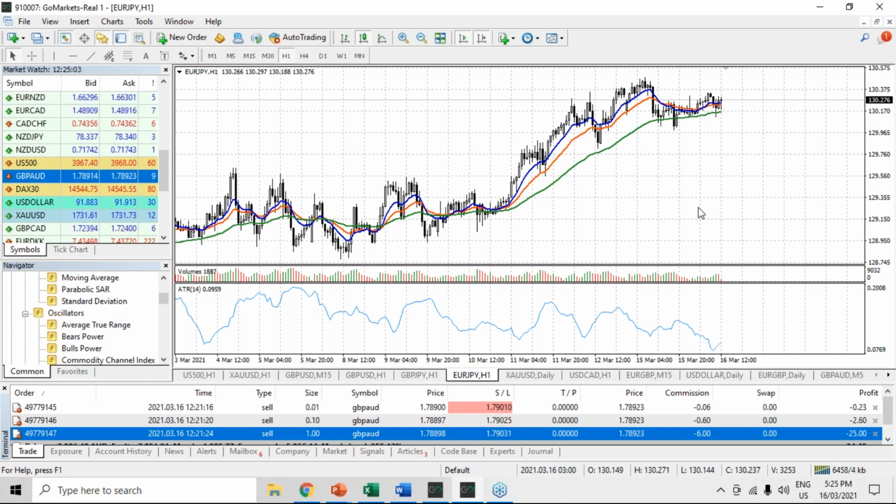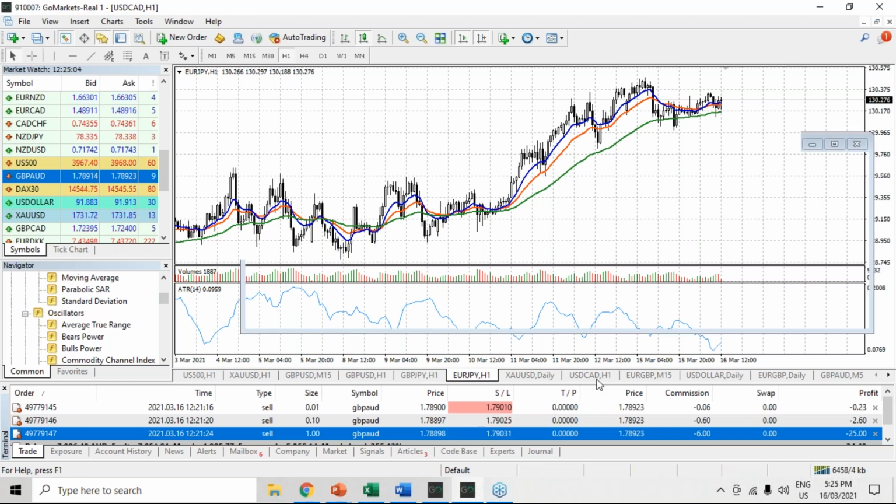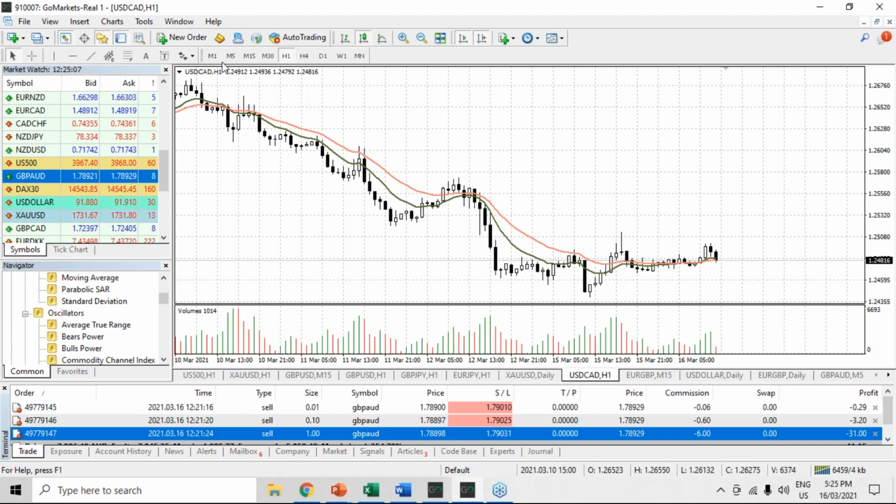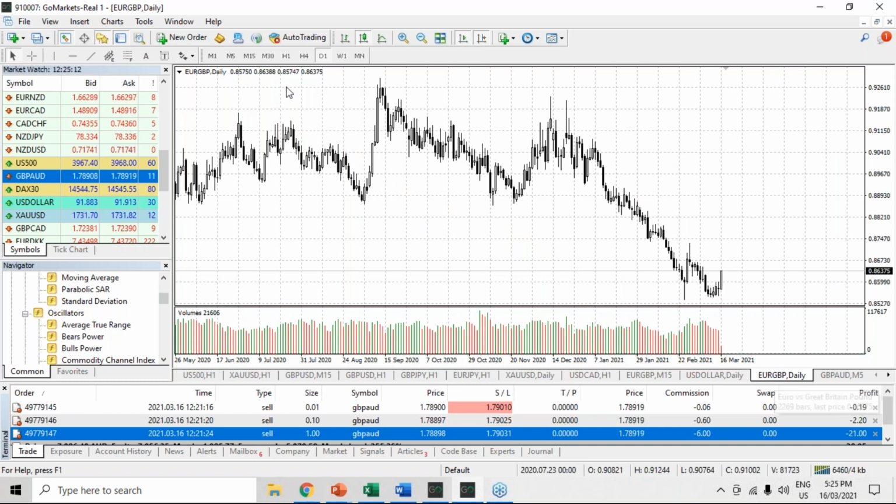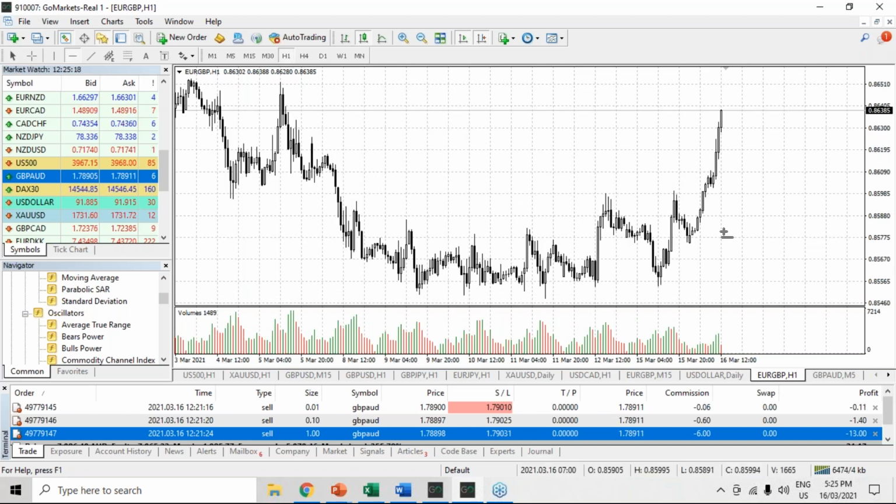Not a very good chart. US Canadian dollar. Okay, now that's nice. So we've got Euro GB Pound daily chart. Let's put on the hourly chart. Whoa, what's happening there?